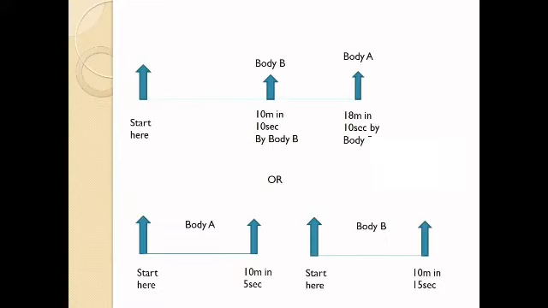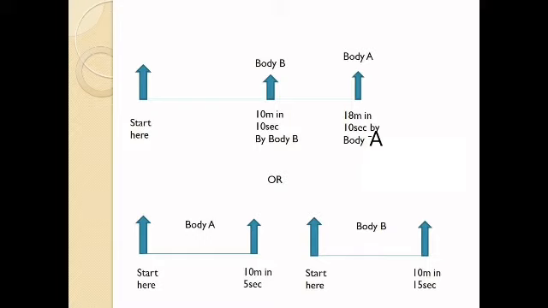So in this picture you can see that the body B covers 10 meter in 10 seconds and the body A covers 18 meter in 10 seconds. So you can now say that which is faster. Both are taking the time 10 seconds, but body A covered more distance than body B. That's why body A is faster than body B in the first example.